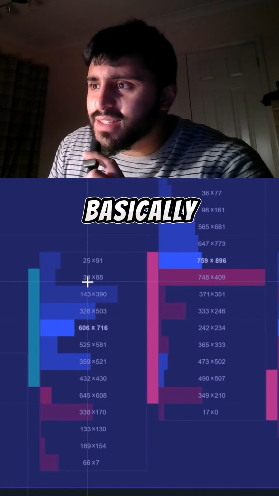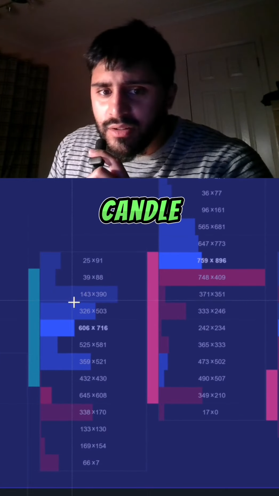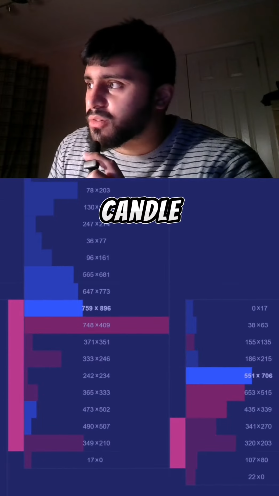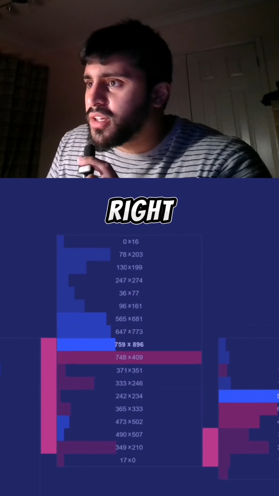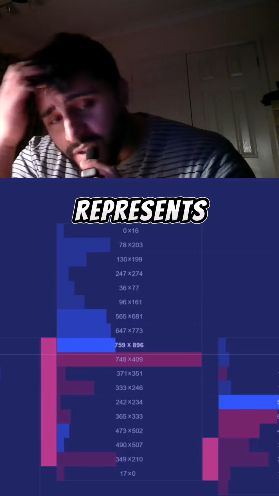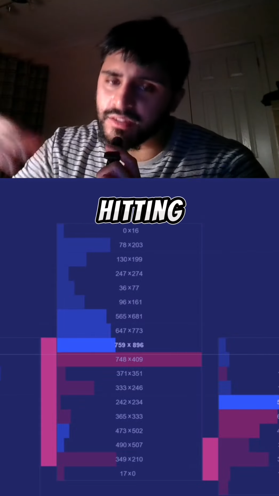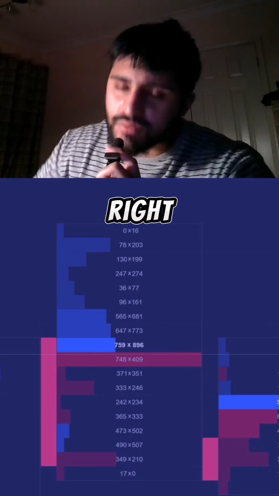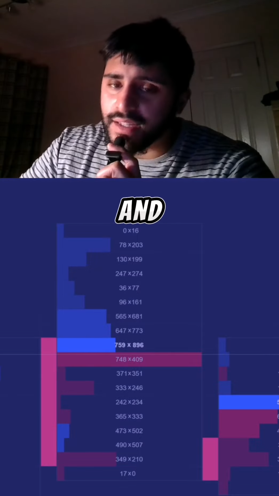Order flow is basically the number of aggressive buyers and aggressive sellers. So if we take this candle over here, let's kind of zoom into this candle. We see two numbers on each side, one on the left, one on the right. The number on the left represents the total number of aggressive sellers. This is the number of market participants hitting the bid. The number on the right represents the total number of market participants hitting the ask. So you have the bid and the ask.